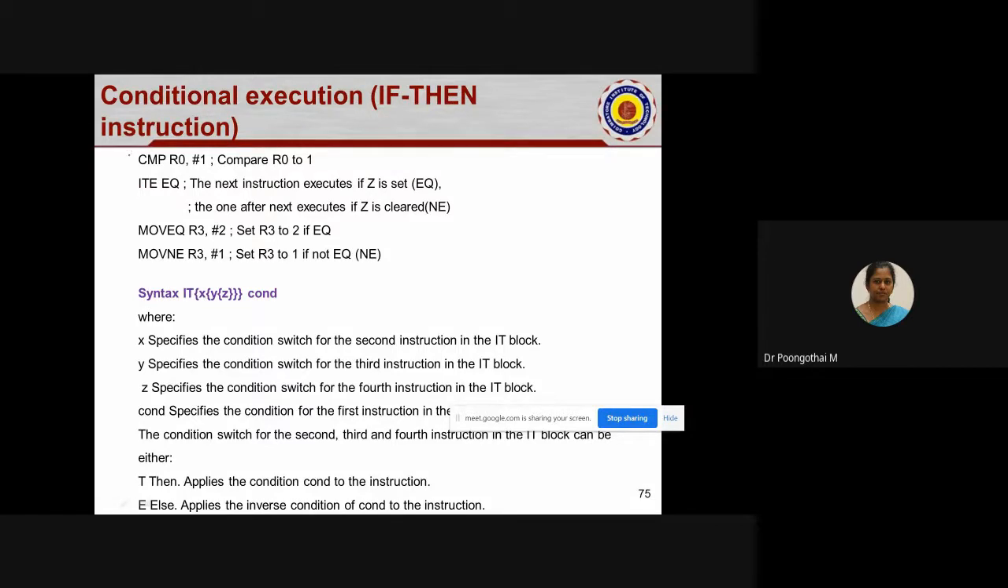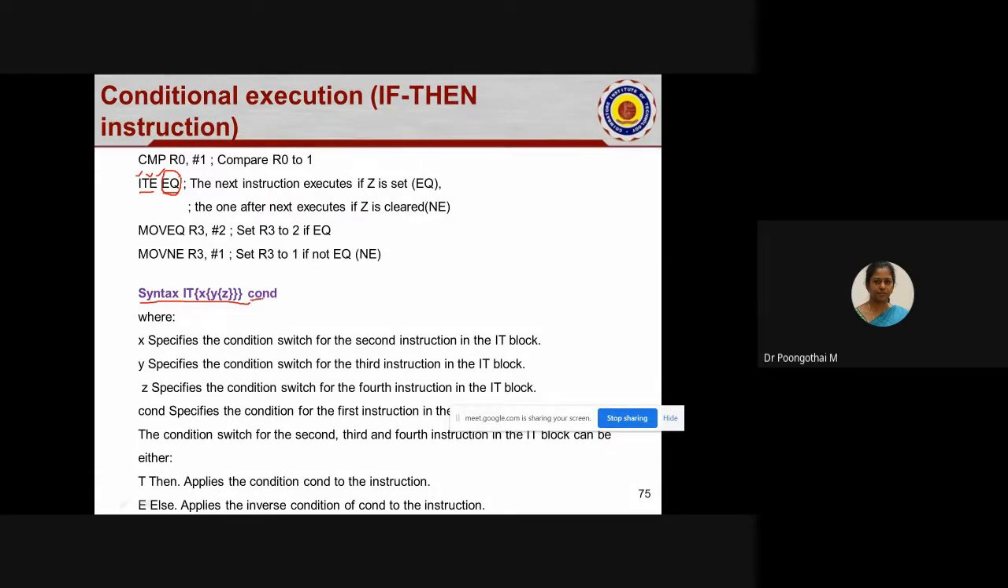So look at this program. Compare R0, comma #0, and this is the instruction for checking the if-then execution state, ITE EQ. Equal is the conditional attribute. So this is if-then-else equal. This is the syntax: IT followed by X, Y, Z, and a condition.